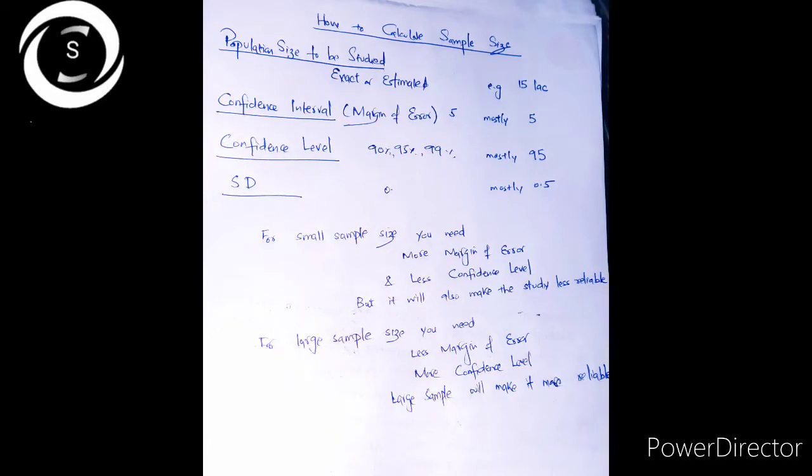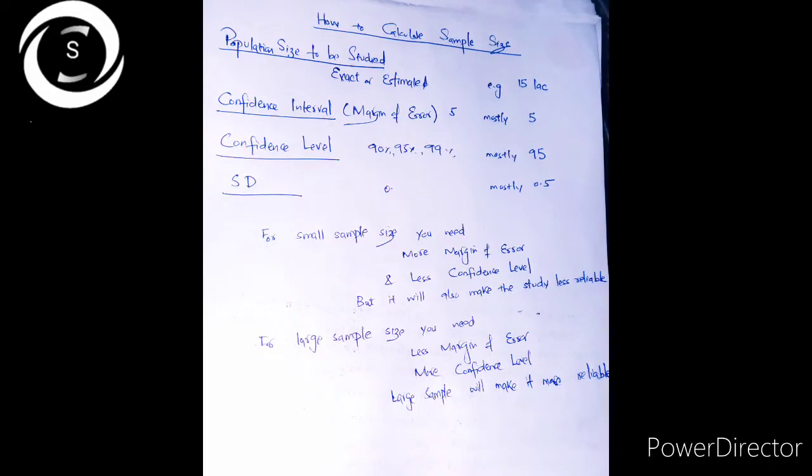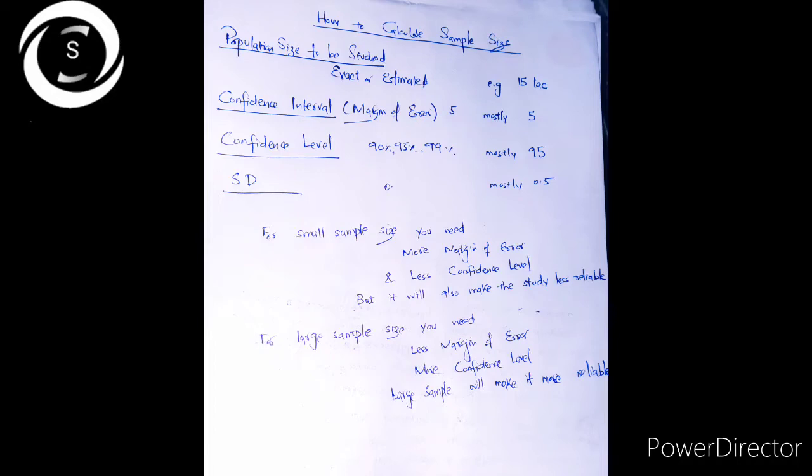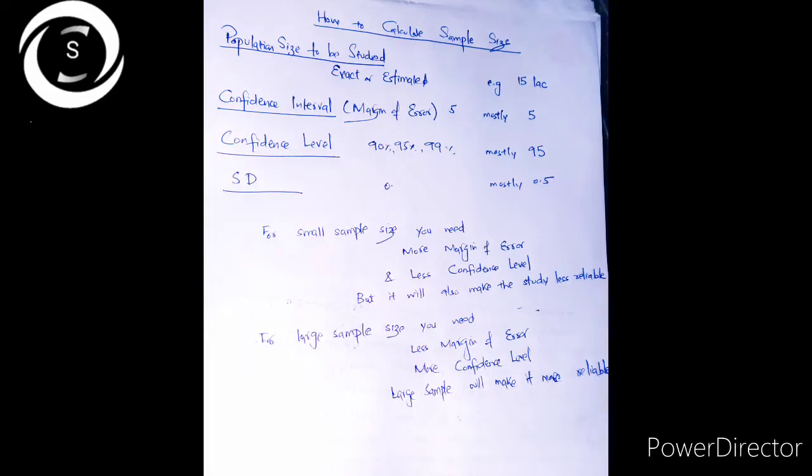So if your aim is to have a small sample size, you need more margin of error and less confidence level, but it will also make the study less reliable. And for a larger sample size, you need less margin of error and more confidence level, and a large sample will make your study more reliable. So you should keep in mind these things.